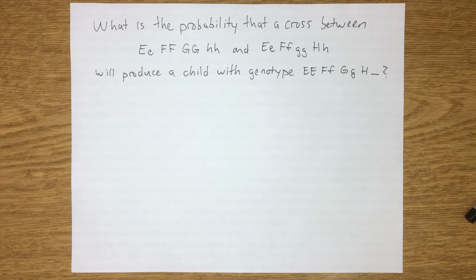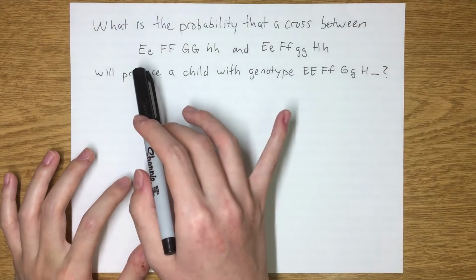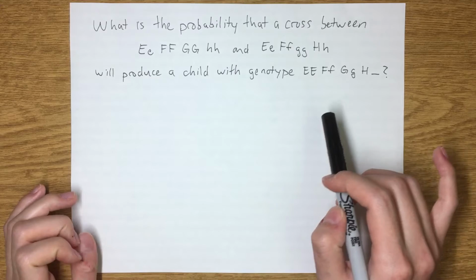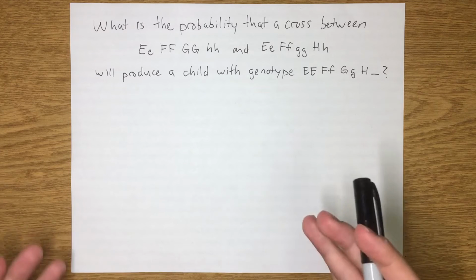So this is a multi-locus genotype probability problem where basically you can see that there are multiple loci, or multiple genes in each parent that we're crossing to get the child. So in lecture, Dr. Putzel showed you how to do this using probabilities, but in this video, I'm going to show you how to do it using Punnett squares.